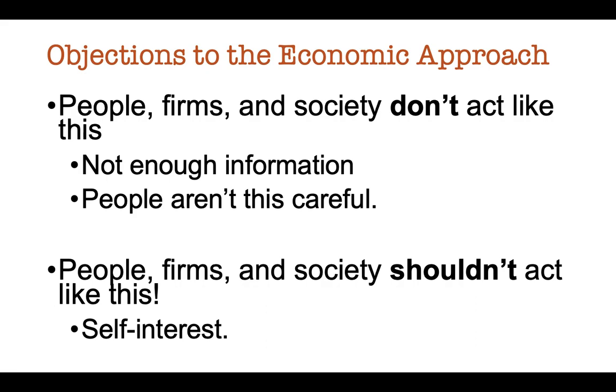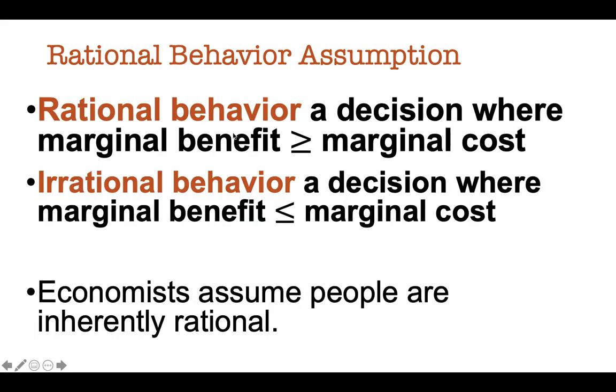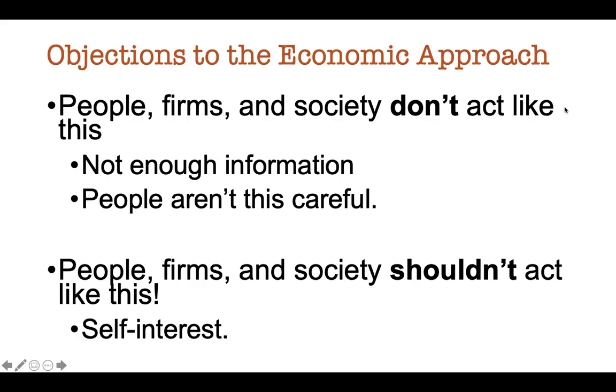The second objection is that people shouldn't act this way, that people shouldn't go around being cold and calculating, weighing the benefits and the costs of every interaction they have with another human being. They object to this idea of self-interest, the invisible hand we talked about in the last topic. But people do all kinds of wonderful things, and we can still say they're acting rationally. They're weighing the benefits and the costs of their decisions.